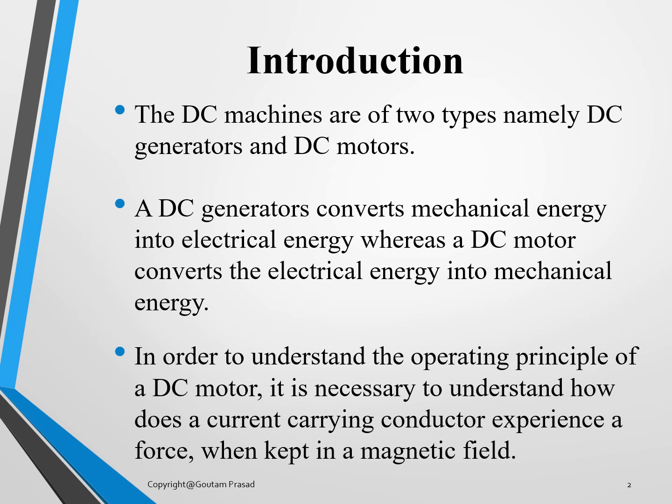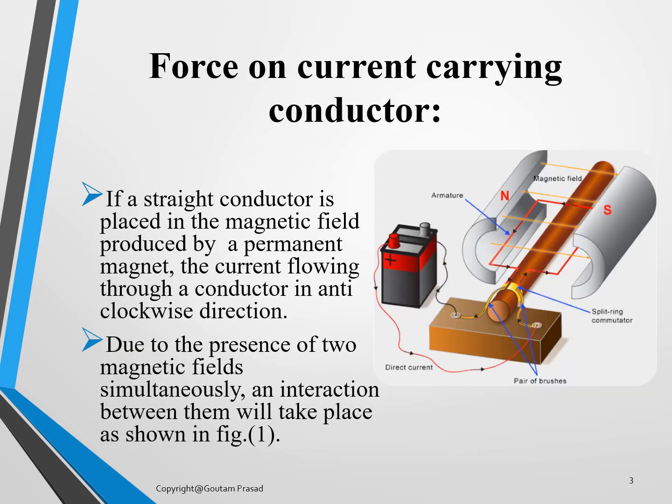In order to understand the operating principle of the DC motor, it is necessary to understand how a current carrying conductor experiences force when it is kept in the magnetic field. So here there is a straight conductor that has been placed in the magnetic field being produced by two magnets, north and south. The current through the conductor is in the anti-clockwise direction.